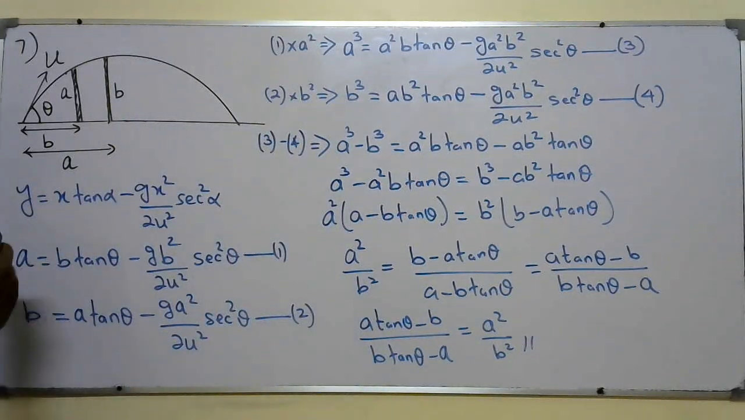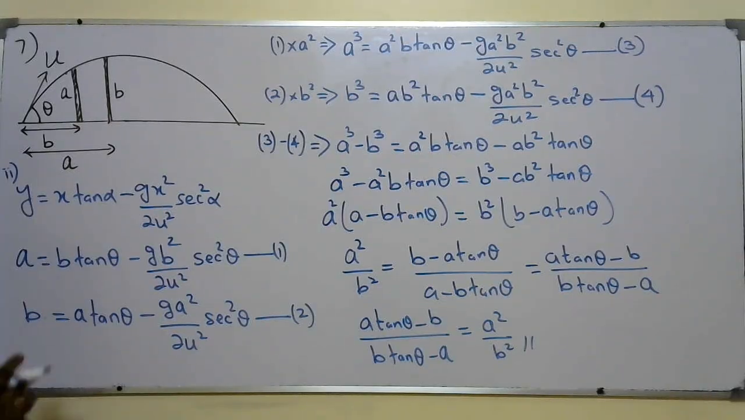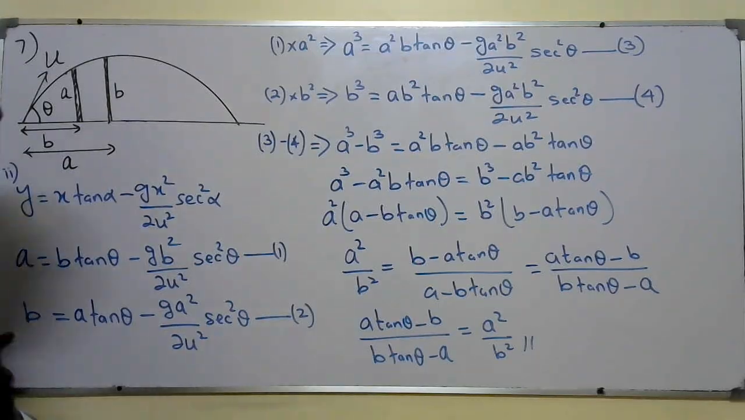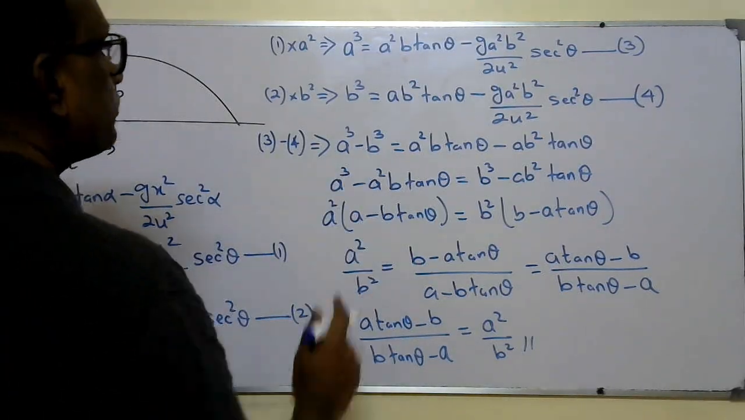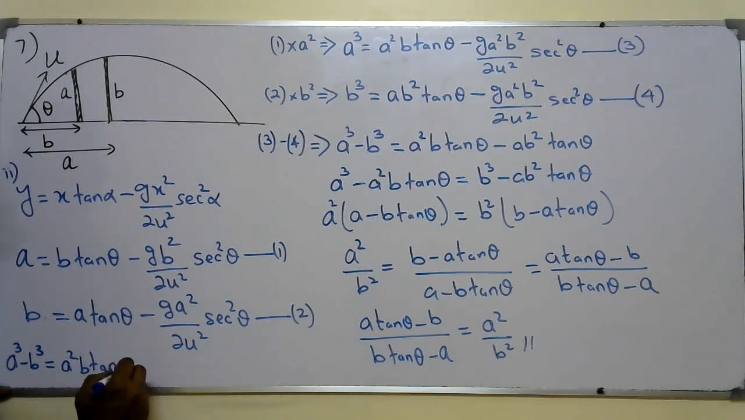Okay, second part, I'm going to use the same equations again, and also I want this one, a cube minus b cube. I write it here: a cube minus b cube equals a squared b tan theta minus ab squared tan theta.